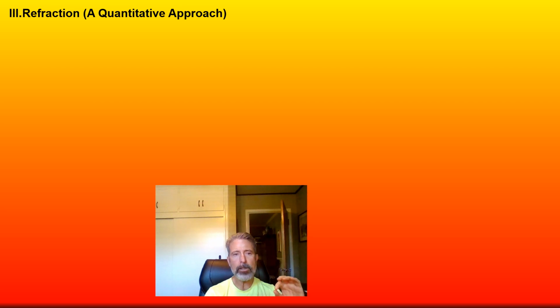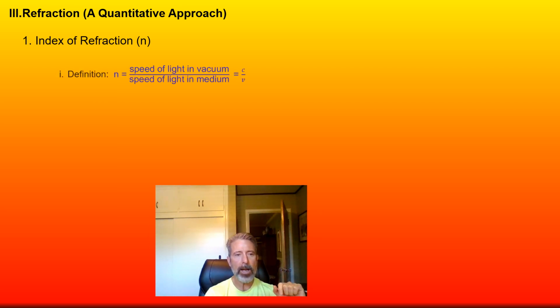So rather than dealing with the speed of light itself, we introduce this other quantity called an index of refraction, which we symbolize by n. And light speeds tend to be really big numbers, so we use this concept of an index of refraction to measure light speed as well as optical density. So let's define it here.